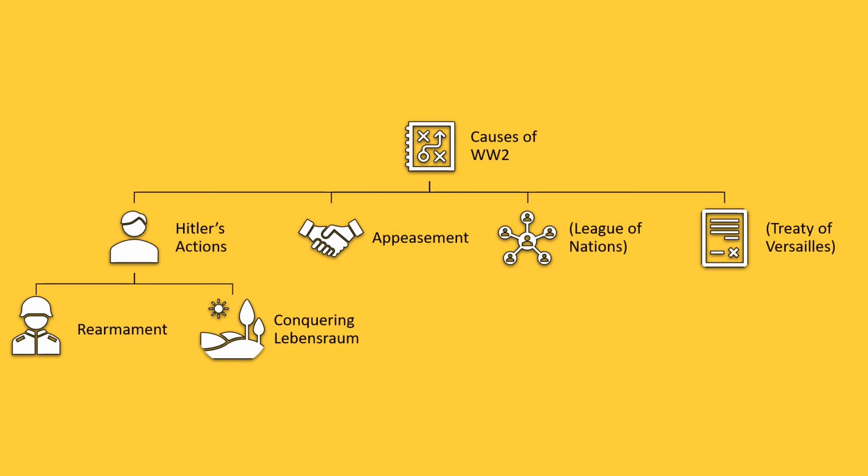Again, appeasement is going to play a really big role in Hitler being able to do many of these things, much like the weaknesses of the League of Nations in the 1930s enable Hitler to achieve these things as well.